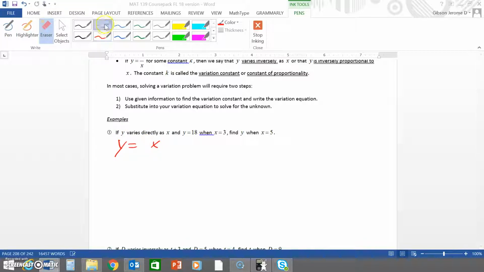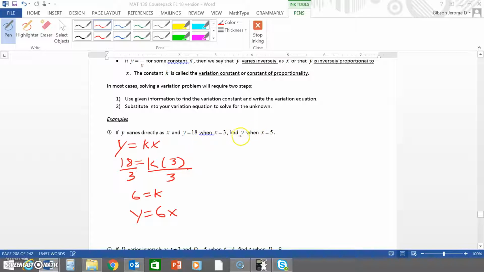Okay, so now we know it's y equals k times x. So they give us y, which is 18. We don't know what k is, but we do know x is 3. So basically we're doing all this to solve for k. So we divide each side by 3, and 6 is equal to k. So your new formula would be y equals 6x, because now k is a constant. So since k is equal to 6, 6 will be constant.